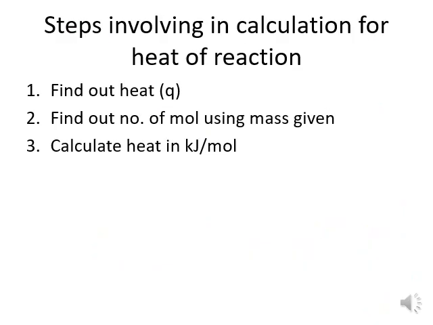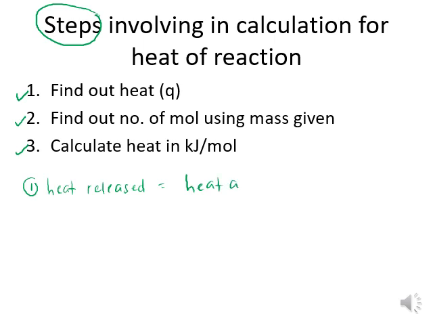Basically, when we're doing the calculation, there are a few steps that we need to follow. Basically, we have 3 steps. Step 1, we need to find out the heat released by the reaction. So basically, again, I simplify here: heat released always equals the heat absorbed. So the heat can be absorbed by the calorimeter or water or solution, based on the situation.